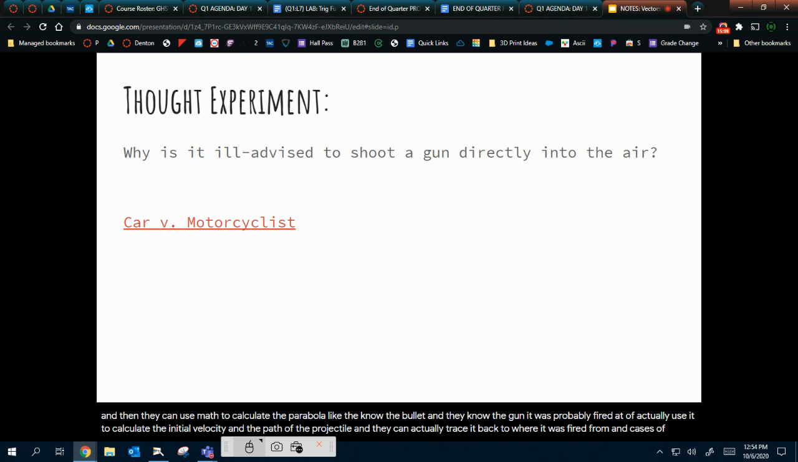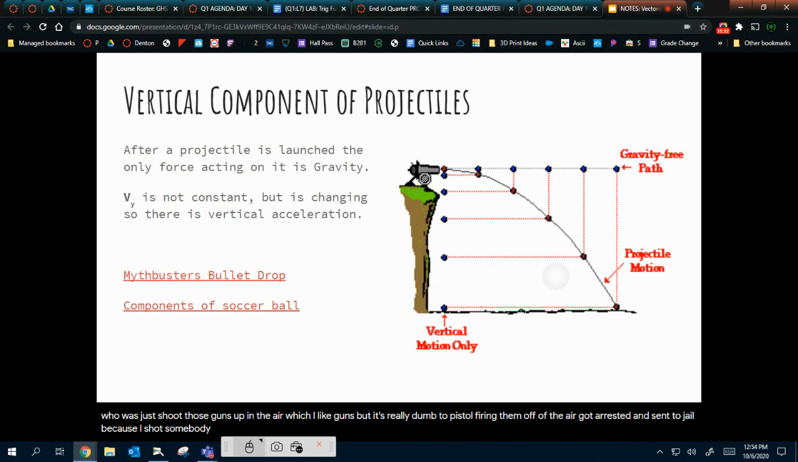And cases have happened where people have gotten shot. Some of them got killed, but some of them didn't. Just sitting in their house, they weren't doing anything, because some yahoo was just shooting his guns up in the air. Which, I like guns, but it's really dumb to just fire them off in the air. And they've gotten arrested and sent to jail because they shot somebody. So don't fire guns randomly in the air. It's a bad idea.